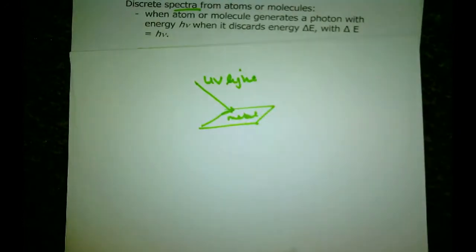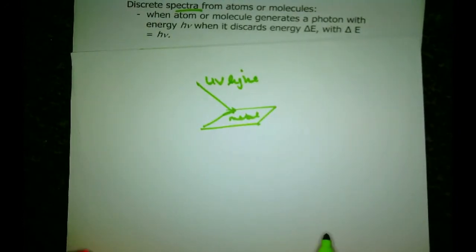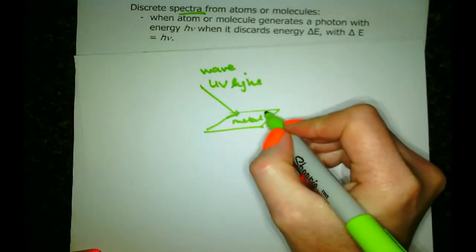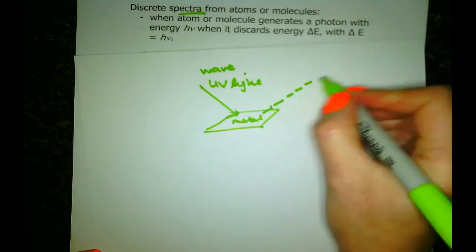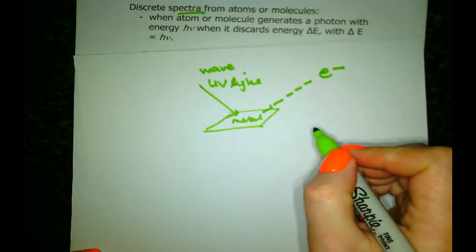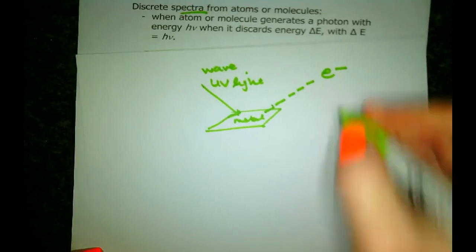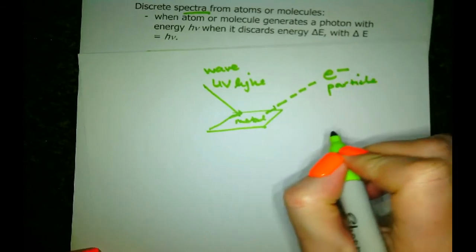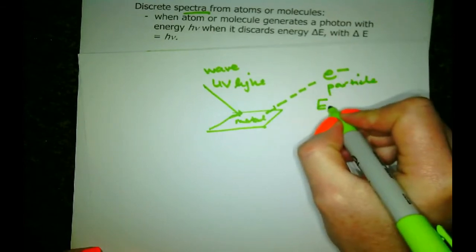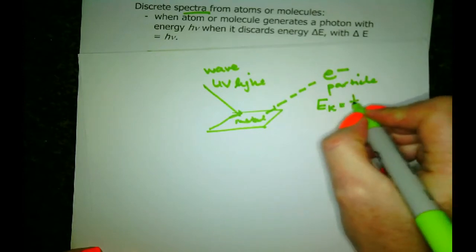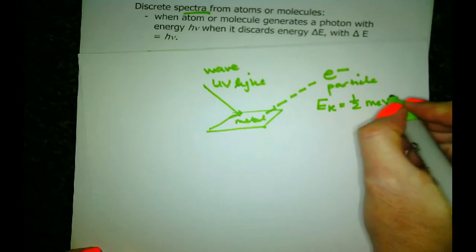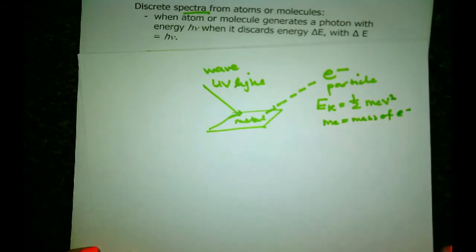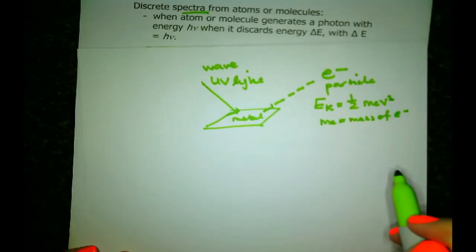Now remember, the classical view of light is that it is a wave. If you do that, you will find that electrons are ejected from the metal. And remember, the classical view of an electron is that it is a particle. These electrons have kinetic energy equal to half m_e v squared, where m_e is the mass of the electron and v is the velocity of the electron.